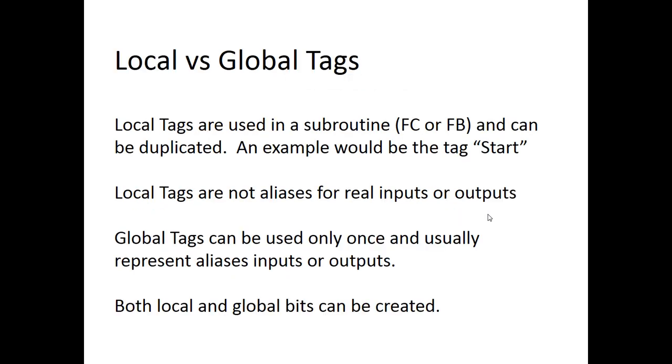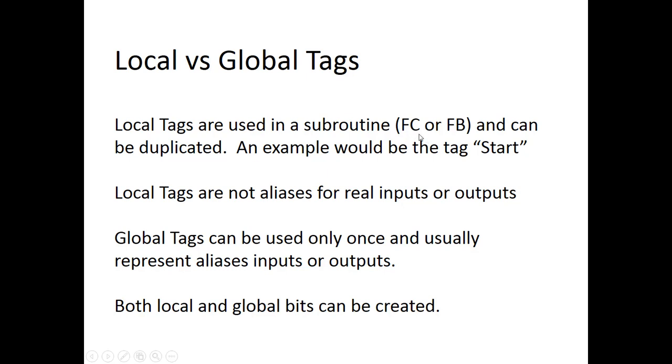Okay, so we have local versus global tags. That's what I showed you creating there. The local tags are used in a subroutine, and they can be duplicated. If you think about the movie The Matrix again, one of the subroutines was Agent Smith. There were other subroutines that were other agents as well. Then there were other heroes in the movie, I think like the Oracle and people like that were subroutines. These subroutines get called throughout the movie, and the tags that were used inside of them could be duplicated.